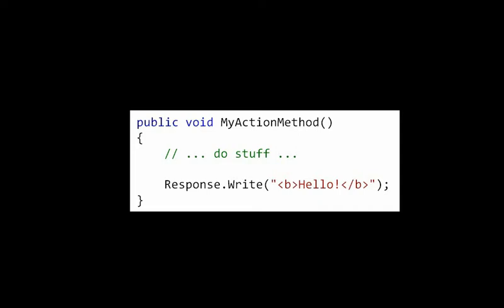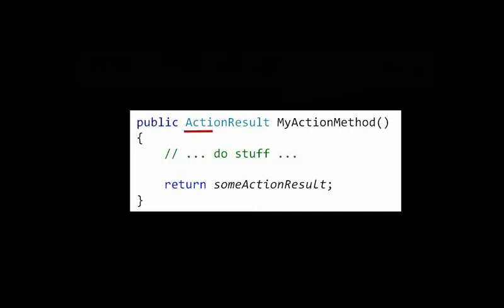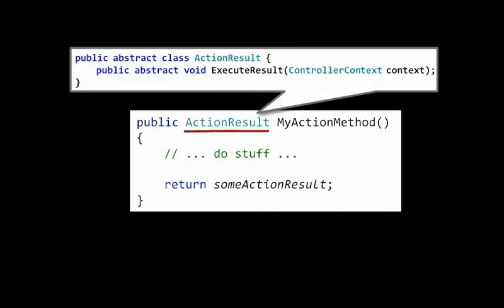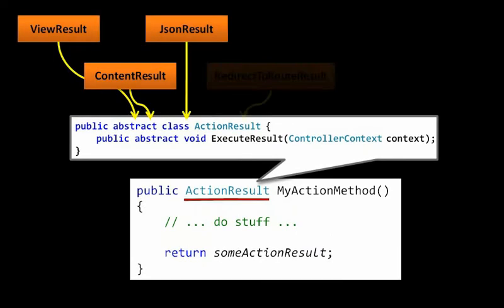So the MVC framework has this notion of action results, and the idea is that instead of sending output directly from your action method, you instead return an object that describes your intention for what you want the framework to do on your behalf. ActionResult itself is a very simple abstract base class. All it says is that it can be executed in some way, and what that means depends on the subclass you choose. The framework comes with a range of built-in action results for common web development scenarios.